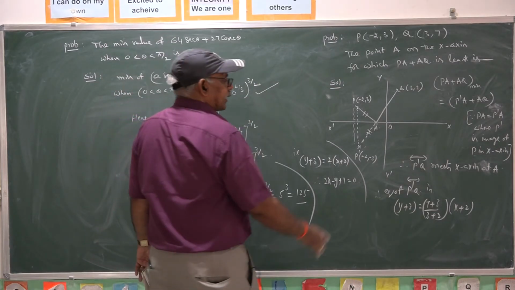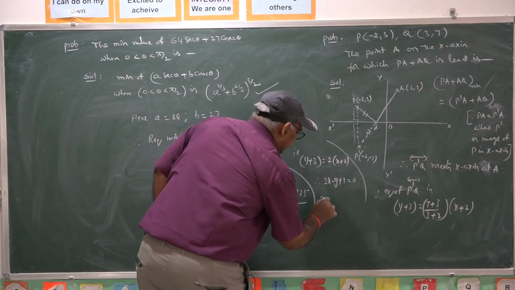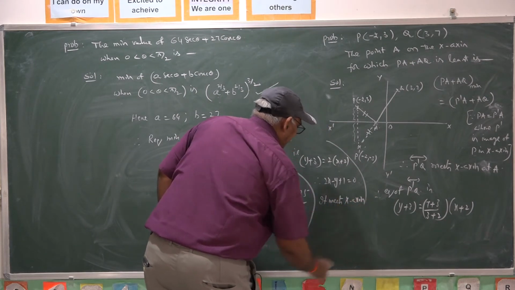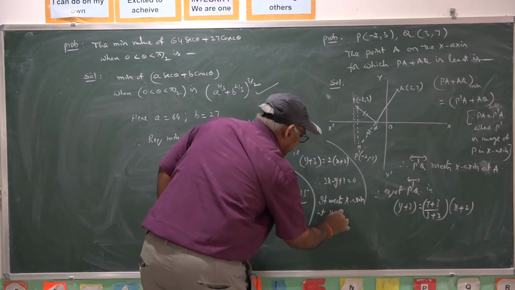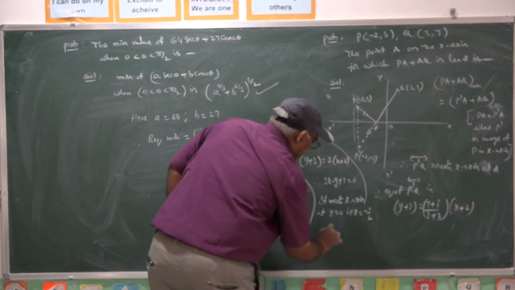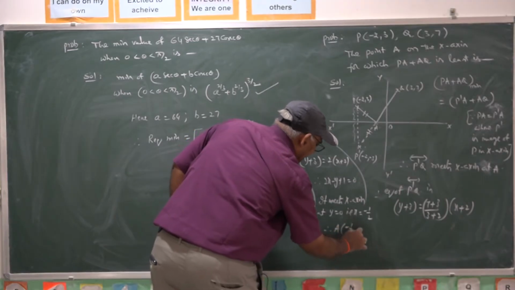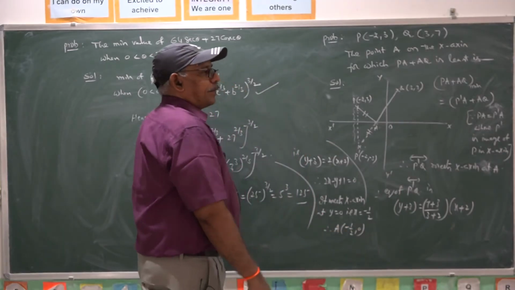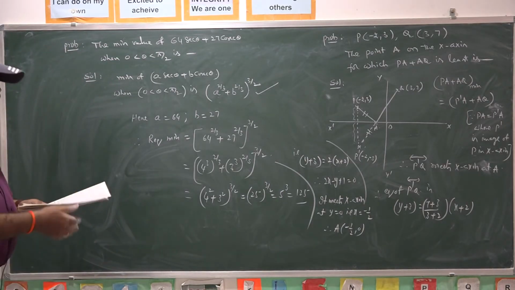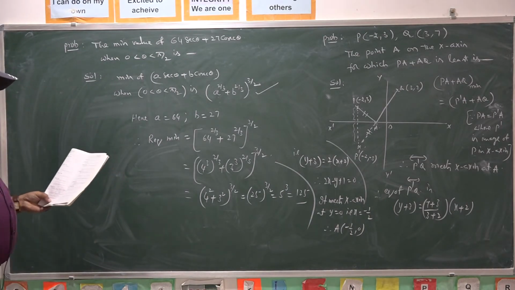It meets the x-axis at A. So it meets the x-axis at y equal to 0, that is x equal to minus 1 by 2. Therefore, A is (minus 1 by 2, 0), where it meets the x-axis. Hence, the required point is (minus 1 by 2, 0).